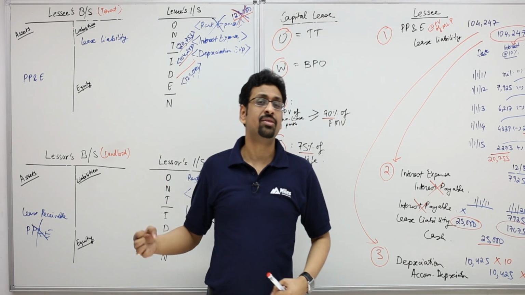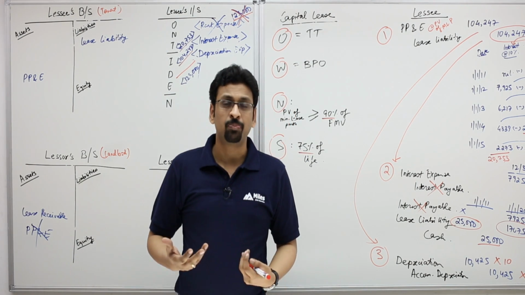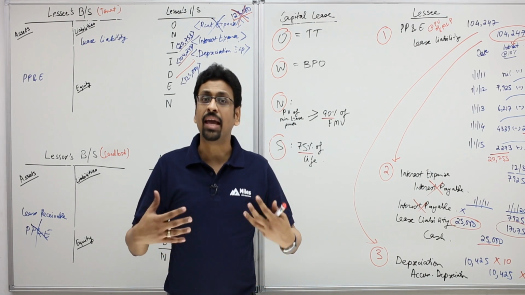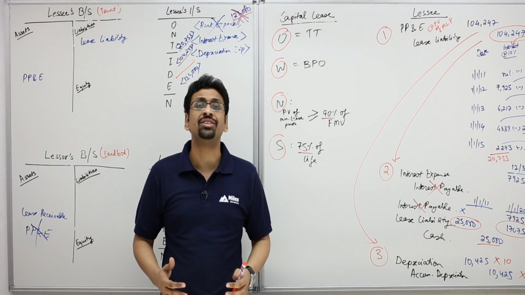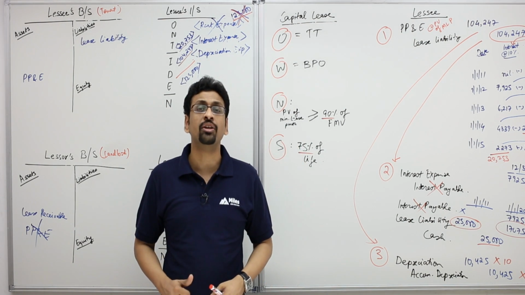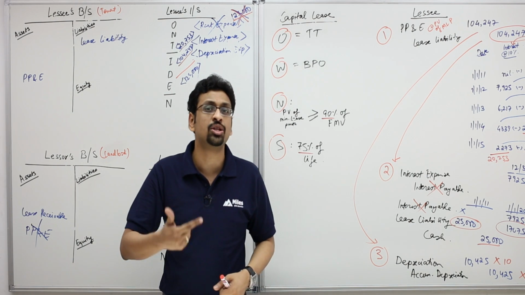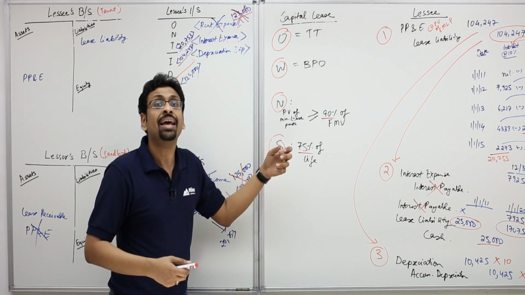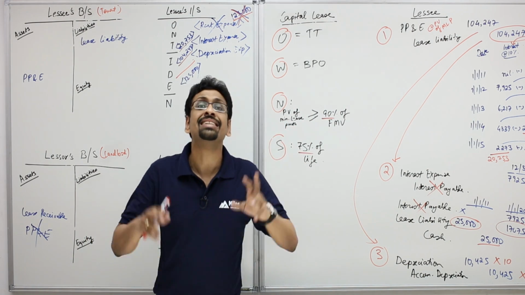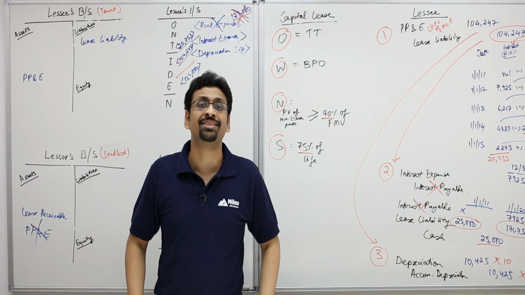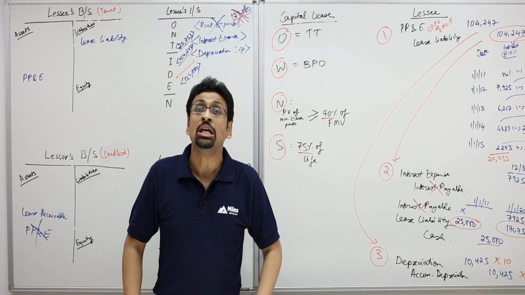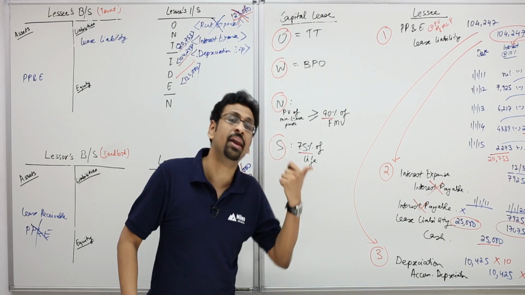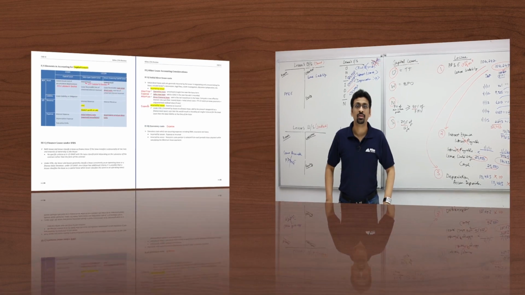Now IFRS is more principle based. So IFRS says you have to classify a lease as a capital lease if the lease transfers substantially all of the risks and rewards of ownership to the lessee. So IFRS does not use 90% and 75%. They say the lease transfers substantially all of the risks and rewards of ownership to the lessee. So that's the principles based IFRS. Difference between GAAP and IFRS for leases.